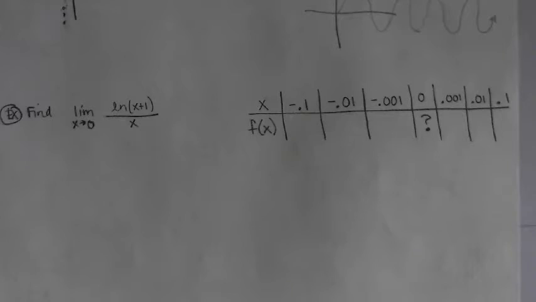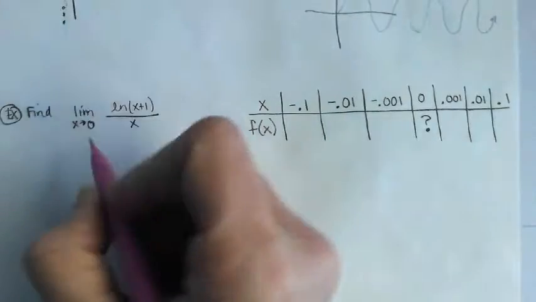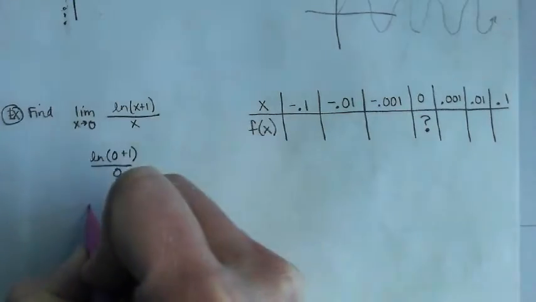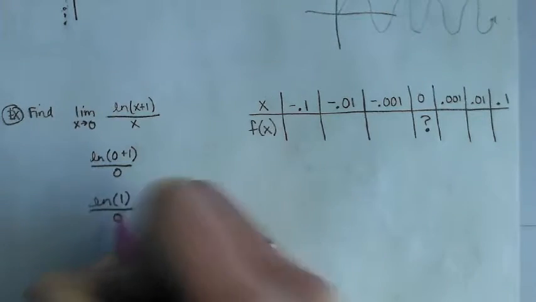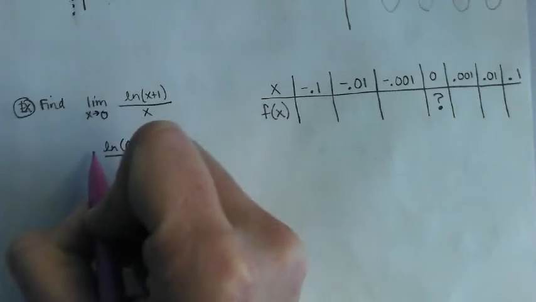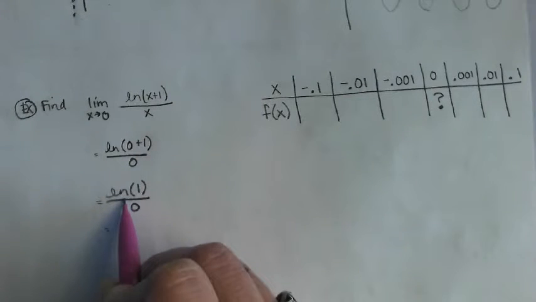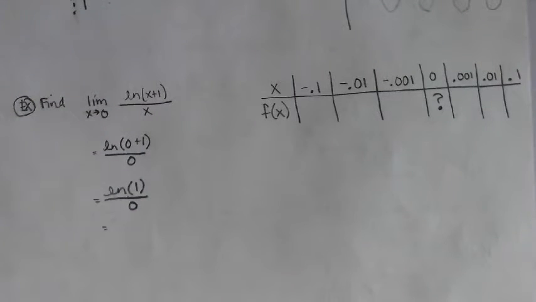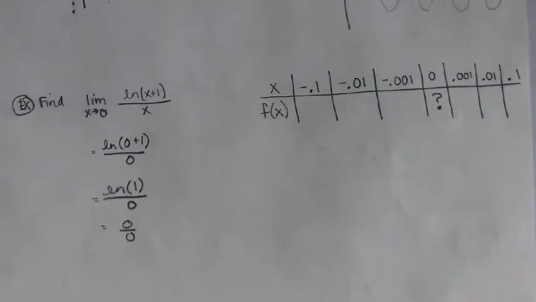You try to directly evaluate, and so if we were to do that, we would get the natural log of 0 plus 1 over 0, which is the natural log of 1 over 0. And what is the natural log of 1? What base does the natural log have? E. So e to what power gives you 1? Okay. So per usual, we get this indeterminate case, which means we can't conclude anything about the limit. We have to look more deeply into it.